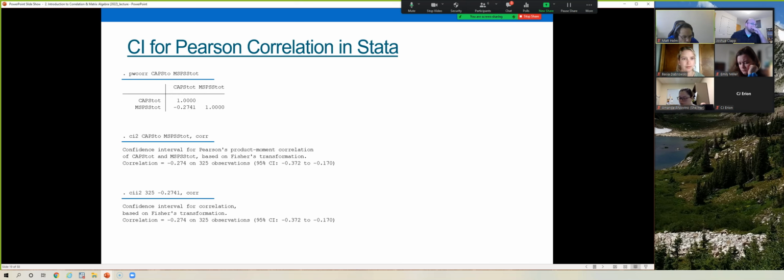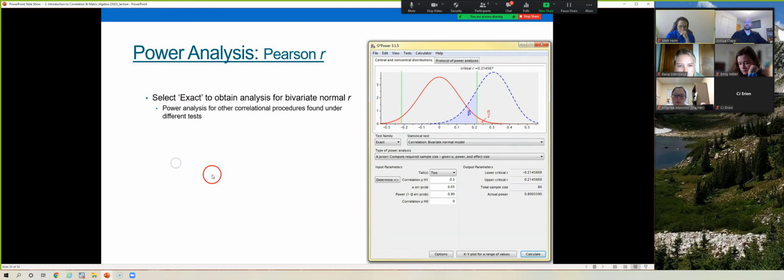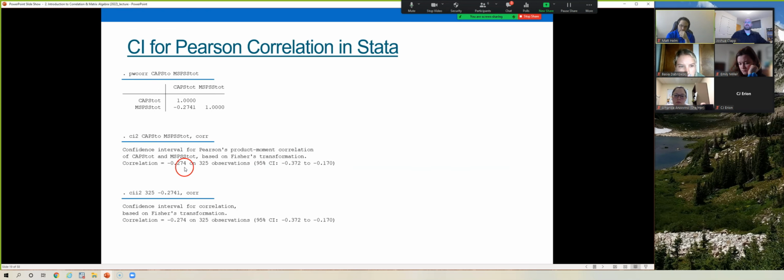Same thing in Stata. There are a number of different ways we can do this to get our correlations. It's just pwcorr and then your variables, which gives us our correlation coefficient. And then a couple of different ways you can do it if you have the data available and you're using raw data: use ci2 and then the two variables, comma, corr, and this will give you your point estimate and then your upper and lower bound, which is the same thing that we found in SPSS.